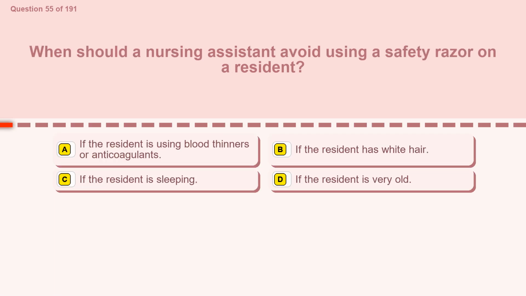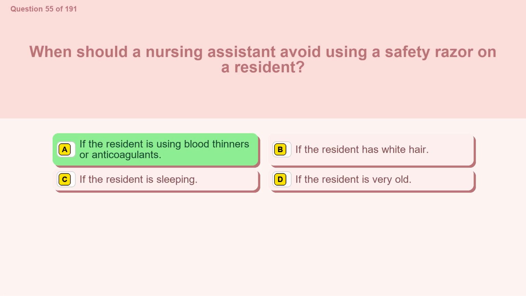Question 55. When should a nursing assistant avoid using a safety razor on a resident? Option A. If the resident is using blood thinners or anticoagulants. Option B. If the resident has white hair. Option C. If the resident is sleeping. Option D. If the resident is very old.